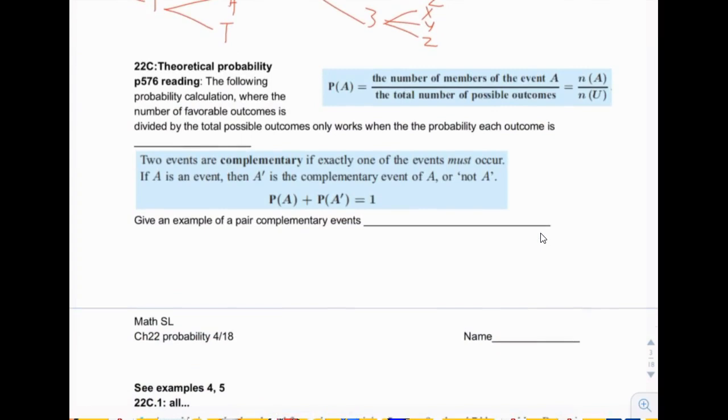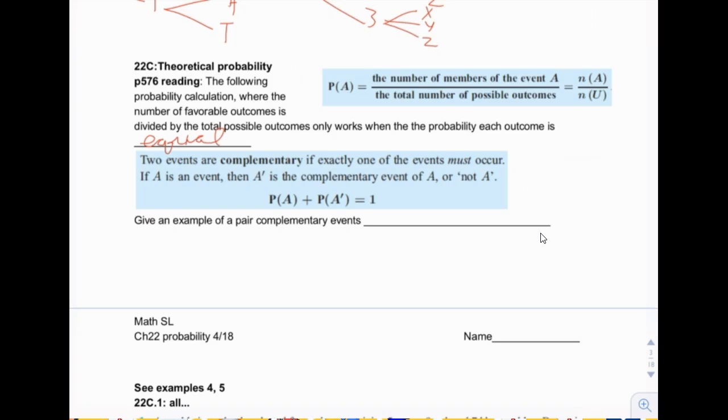22C, theoretical probability. The following probability calculation, where the number of favorable outcomes is divided by the total possible outcomes, only works when the probability of each outcome is equal. Otherwise, each one of the probabilities would need to be replaced with the probability of that event happening. Since they're all the same, then we could just take the number of events divided by the number of possible outcomes, and you'll get the probability.